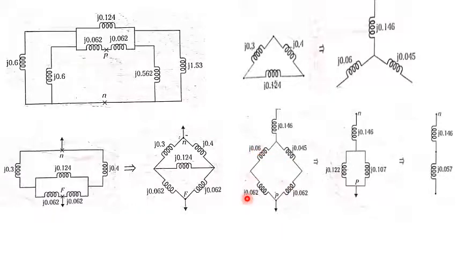Okay, 0.06 and 0.062 in parallel will give 1.122. So this is the series. Again these two are connected in parallel, we'll get 0.057, and this is 0.146. Again this is a series combination. We'll get j0.203 per unit at the midway point of line B. So this is how we need to solve in the examination. From this we understood how to draw the positive, negative and zero sequence networks, and the importance of the zero sequence network when it is grounded and not grounded.